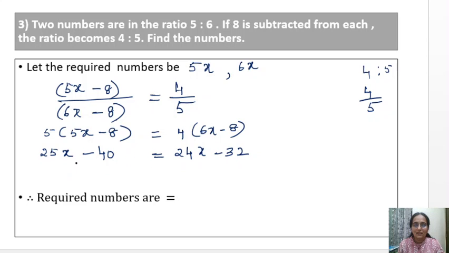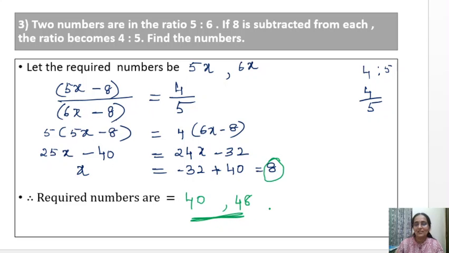And now here 25x minus 24x is x. Take 40 to the other side, minus 32 plus 40. How much is it? It is 8, right? Use integer rules to find out the answer. You got the value as 8. Now required numbers are 5x and 6x. 5 into 8 is 40, 6 eights are 48. Your required numbers are 40 and 48.